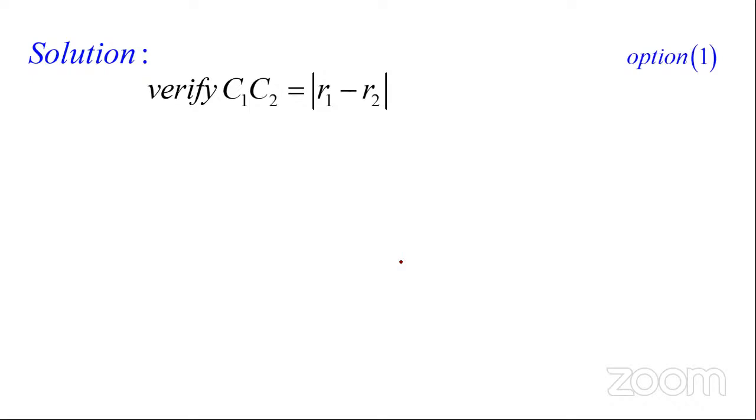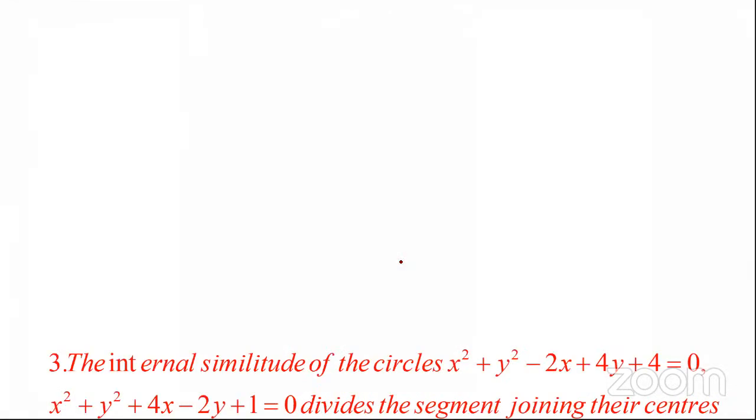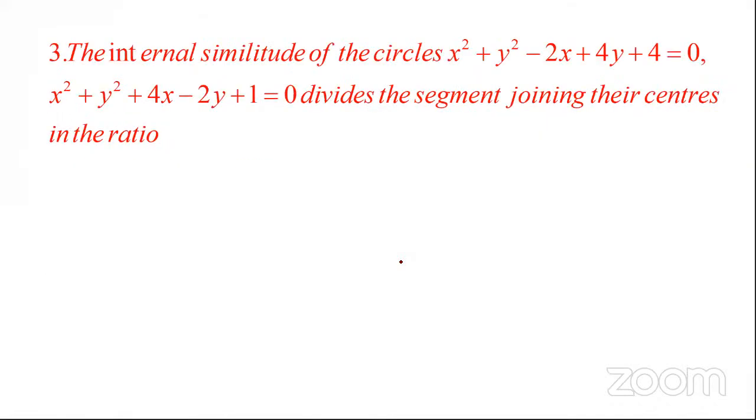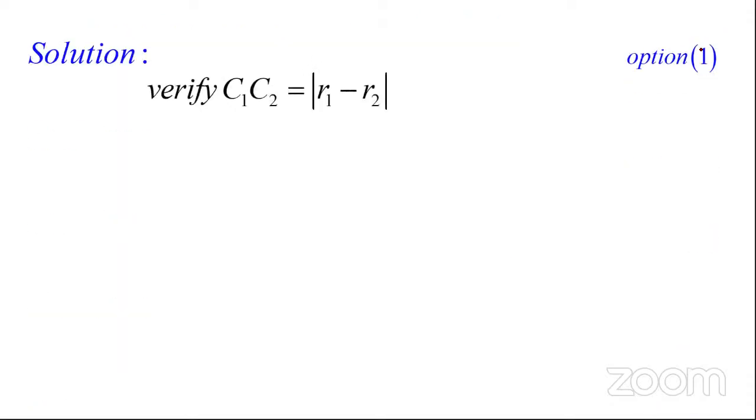Okay. Next. Checking this one, what is question number 2? One common tangent will be existing for the previous question. So option 4 is the correct one. Here it was wrongly typed. So this is a 4. Option 4 is the correct one. I have to check that one.